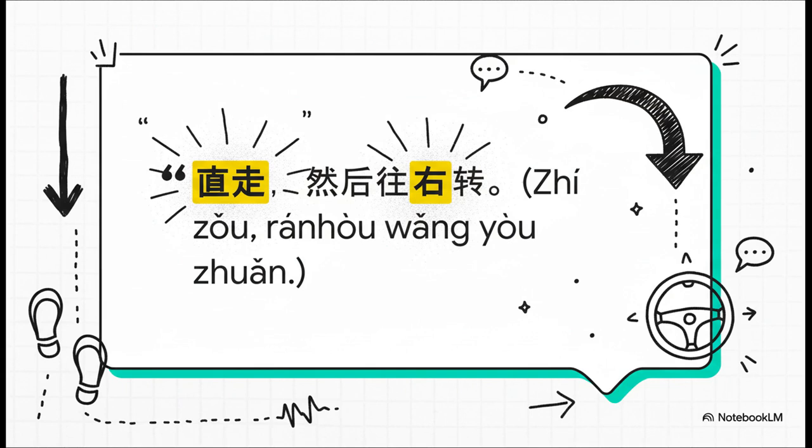And now, here's the response from a helpful local. Listen to the clarity and the rhythm. 直走，然后往右转. See? There's our 直走 right at the beginning. 然后 means and then, and 往右转 means towards the right, turn. Notice how clear and direct that sounds with that fourth tone. It leaves absolutely no room for confusion.